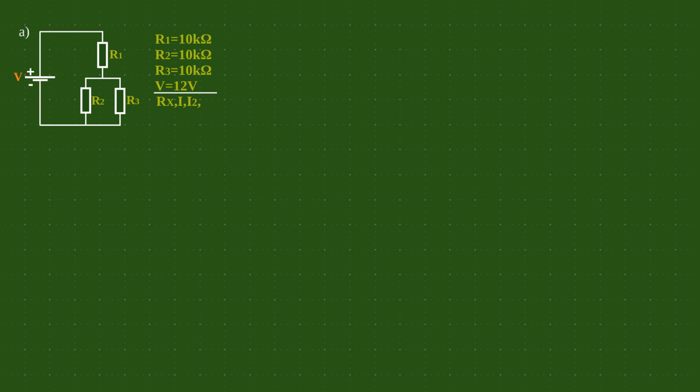Resistor values and supply voltage are known, and all currents and voltages in the circuit must be calculated. First, we need to calculate the total resistance. From diagram A, we see that resistor R1 is in series with resistors R2 and R3.